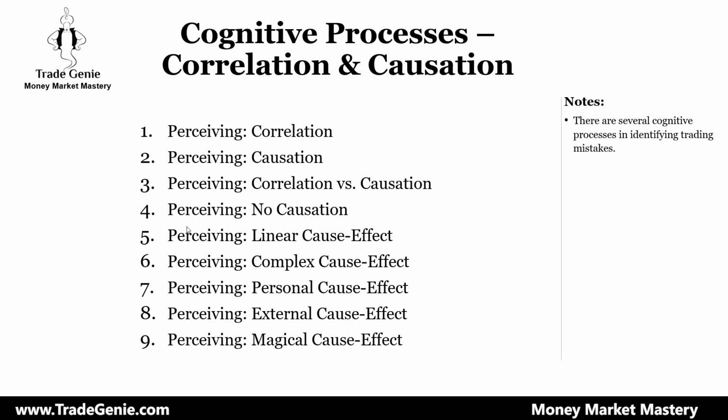The 6 different kinds of causation are: one is no causation, another is a linear cause effect, another is a complex cause effect, then there is a personal cause effect, then an external cause effect, and then a magical cause effect. All these are psychological things, and traders are using one of these cause and effect models. When they're trading, they're applying one of these principles of cause and effect, and don't even know that they are applying them in their trading and ruining their portfolio.